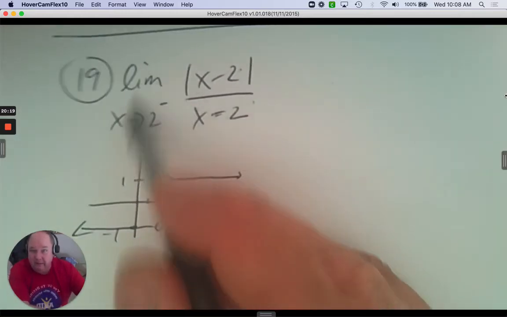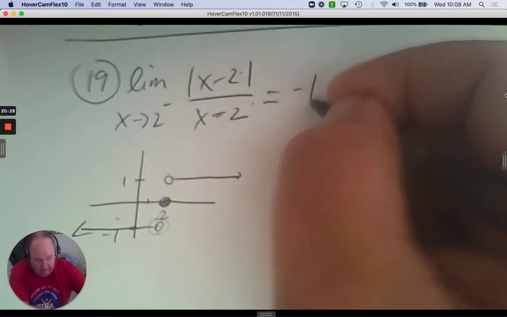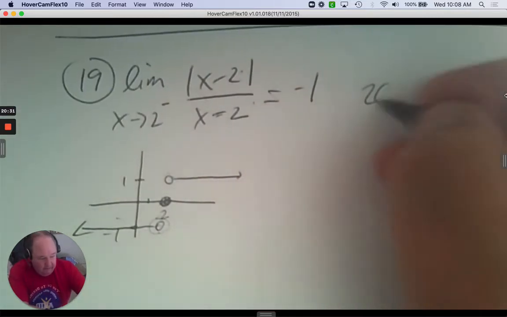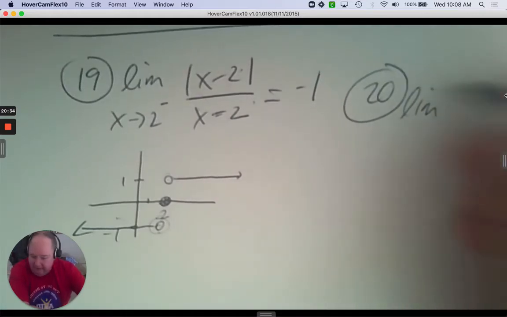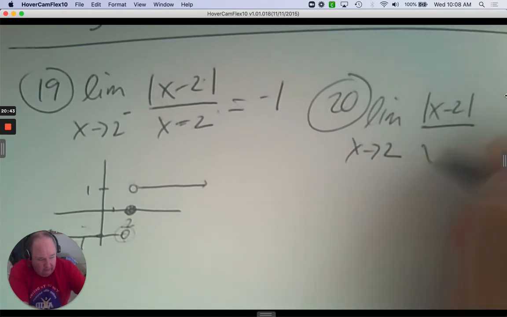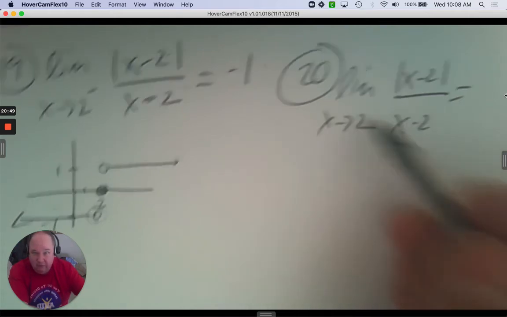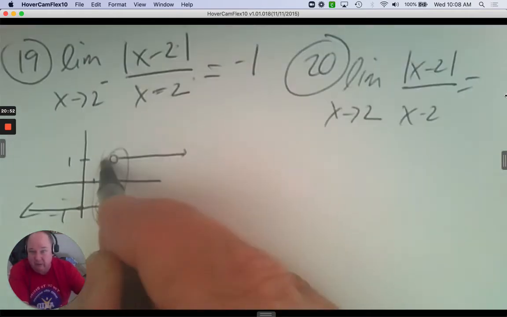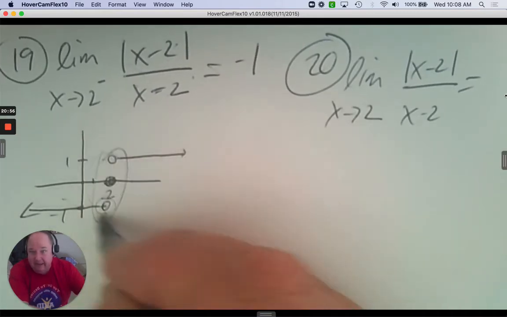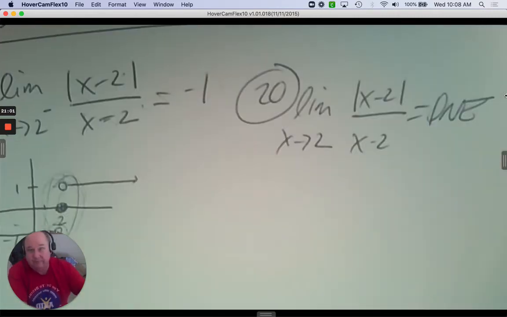And then it says, what's the limit as x approaches 2 from the left? So from the left, what's the y value as you approach it? And the answer is negative 1 from the left. In number 20, it's the same one, but it's now approaching from both sides. Now it's just 2. So it's not the left or the right, it's both at the same time. And so if it's not a one-sided limit, if it's just 2, this limit does not exist because the right does not agree with the left. So because of that jump, this does not exist. All right, there's 19 and 20.